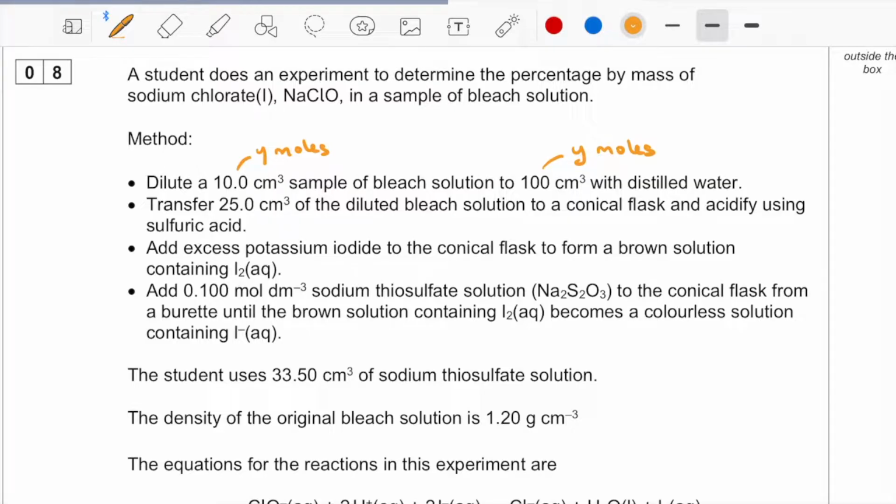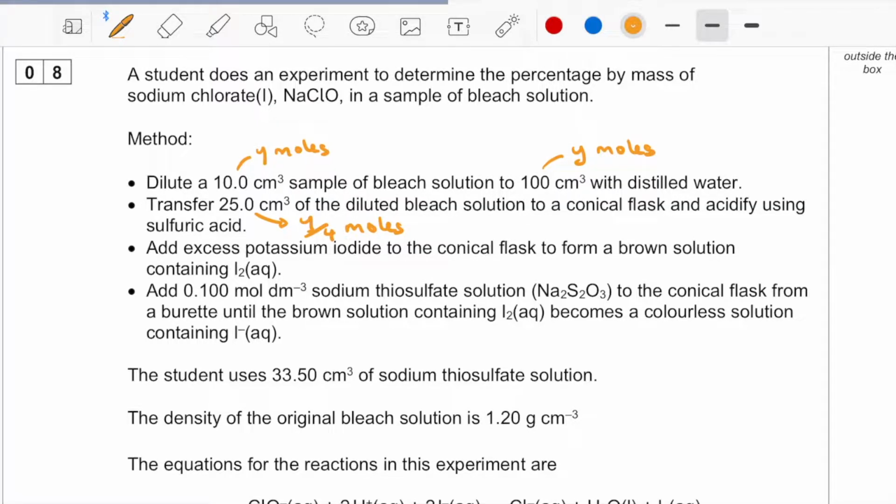Then they transfer 25 cm³ of this diluted solution to a conical flask and acidify using sulfuric acid. Now, transferring 25 cm³ of the 100 cm³ means that in this sample, we now have Y over 4 moles. We have a quarter of the original moles. I'm just using the letter Y to try and keep track of things.